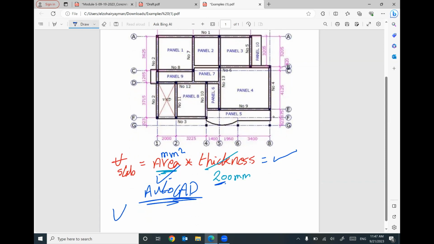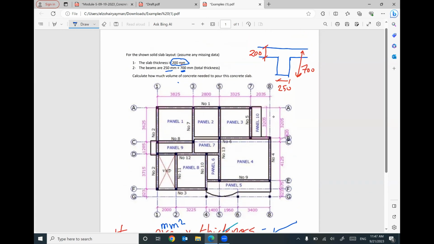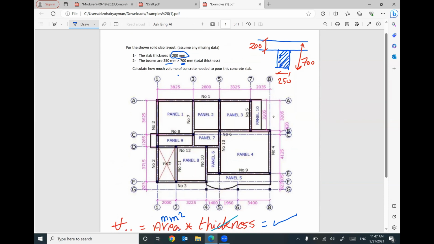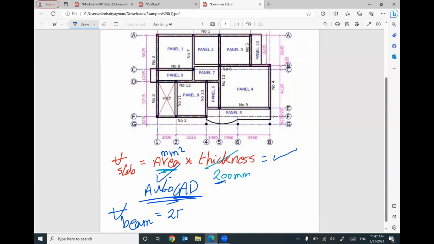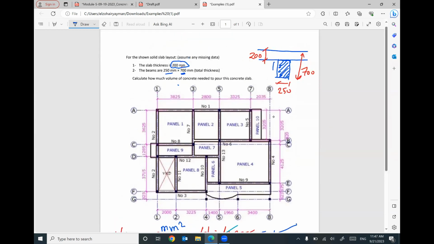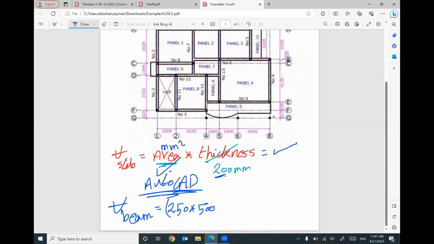For the volume of beams, the cross section of the beam that will be counted is only this part. So I need to multiply 250 by 500. 500, yes, because this part will be 500 after you subtract 700 minus 200, because the rest is already counted in the slab. Then I need to multiply the cross-section area by the total length of beams.